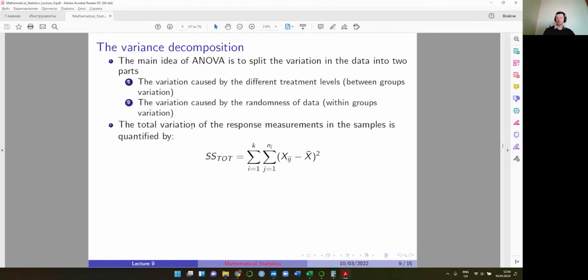So how do we do this? First of all, we will define something which is called sum of squares. We will start with the definition of the total sum of squares. In different books there are different notations, so I decided to stick to this, SS total. So the total variation is calculated in the following way. Look, we calculate the overall sample mean, x bar. So for all 40 numbers, if you remember that table, we calculate the sample mean, x bar.